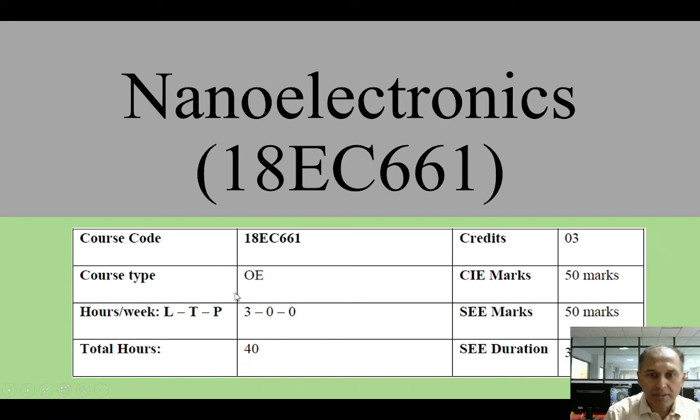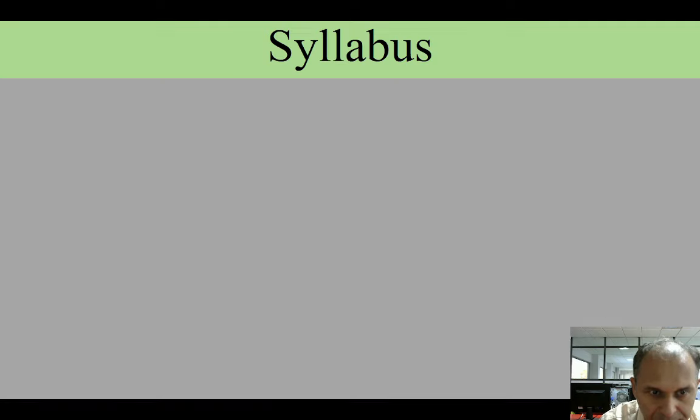Good morning everyone. The subject I am going to discuss today is nano electronics. It is an open elective subject and it is based on most of the basic physics, chemistry and mathematics that is dealt with at the first year or the second year level. This is a 3-credit subject for which 40 hours have been allocated as the teaching time, and the SEE duration is 3 hours and the SEE is for 50 marks.